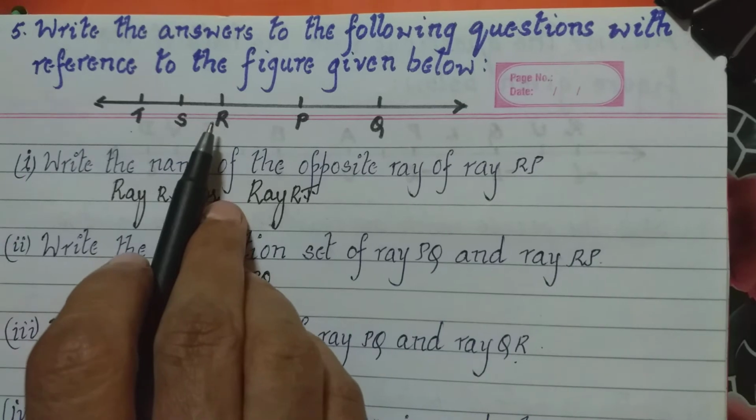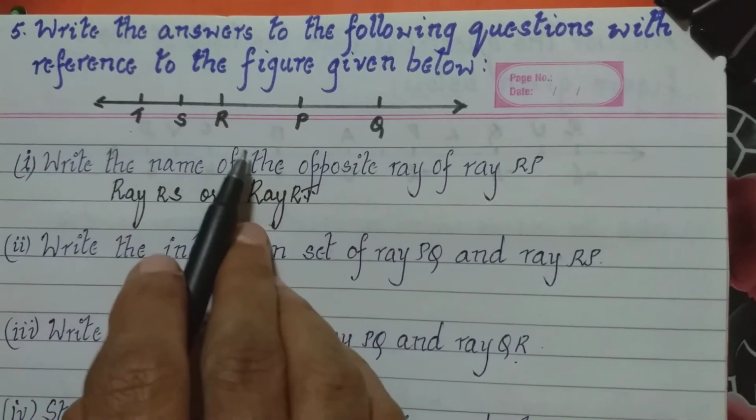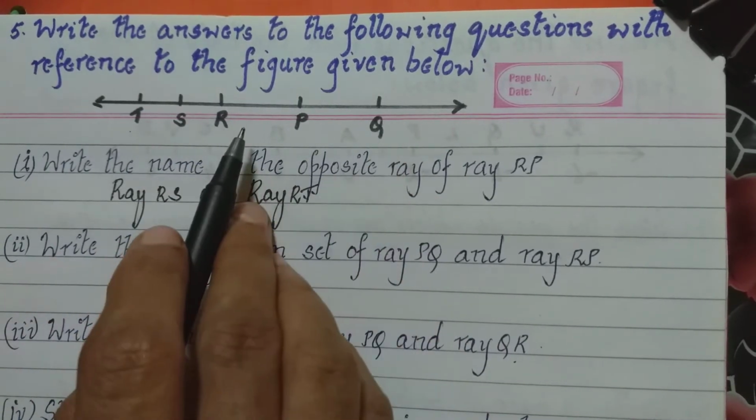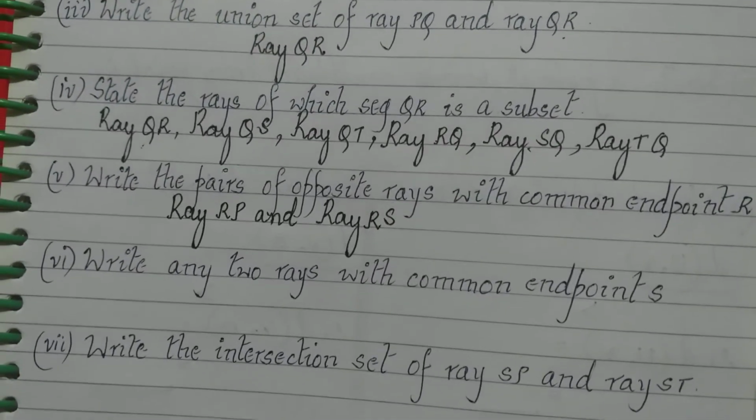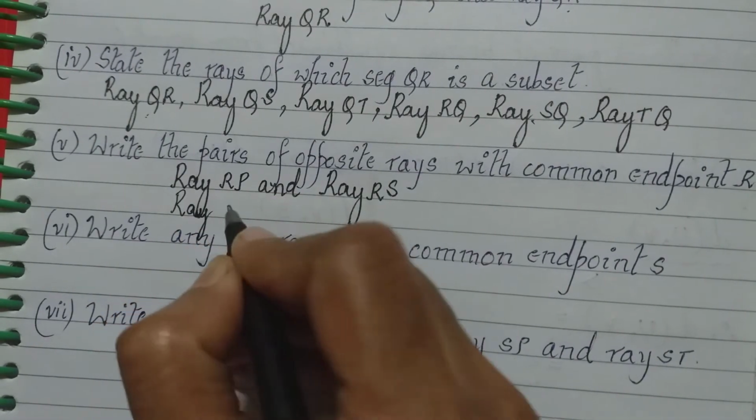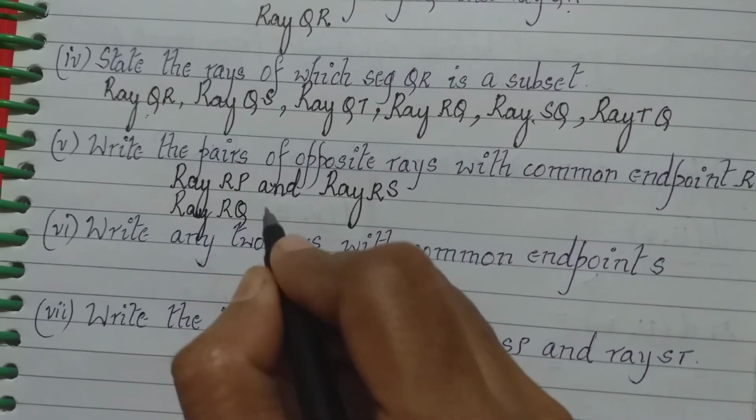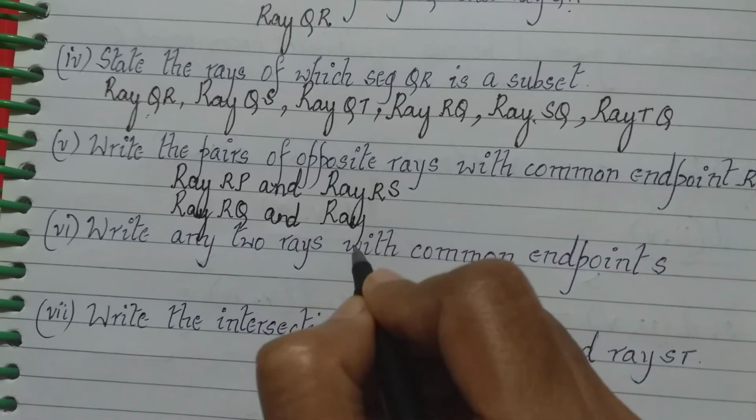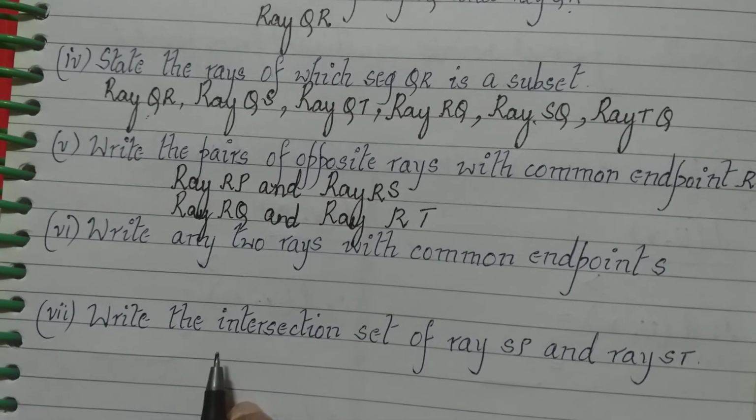Can we have any other possibilities? I can also say ray RQ and ray RT. It is starting with R itself, but their direction is opposite to each other. So ray RQ and RT also can be one of the possibilities. So we can write here, therefore, ray RQ and ray RT.